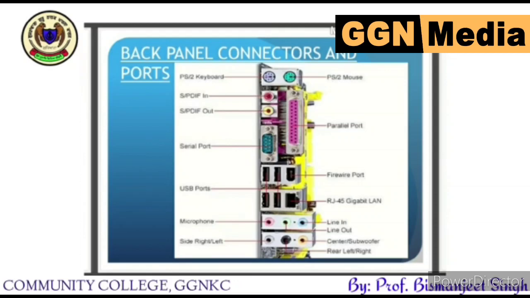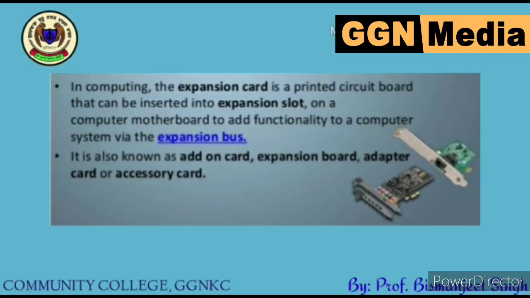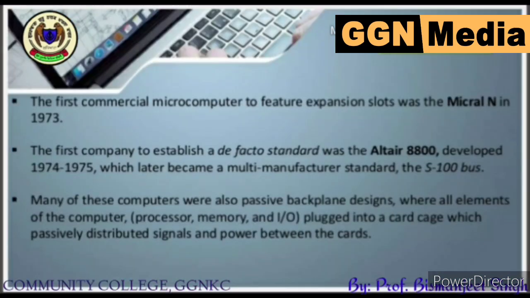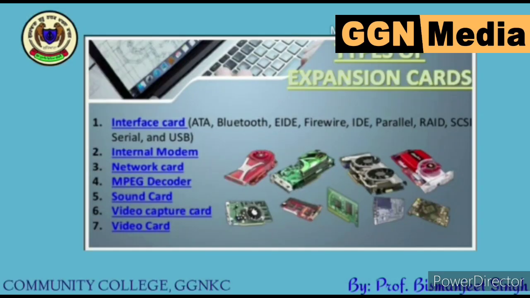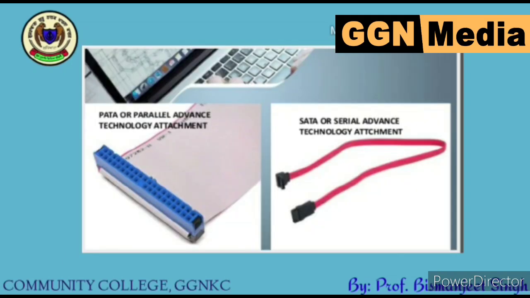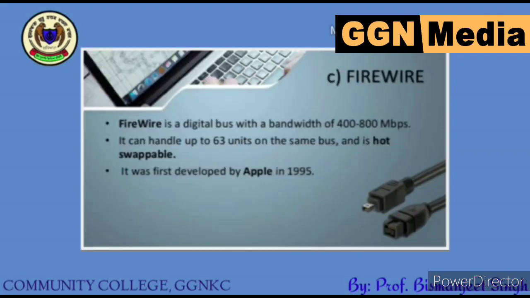Next topic is expansion cards. These are also called add-on cards. We can insert the add-on cards on the PCB board. The types are network card, sound card, video card, graphic card, internal modem. This is the PATA and the SATA wire. Bluetooth for communication purposes. FireWire is a digital bus.